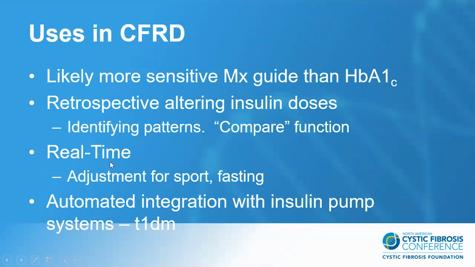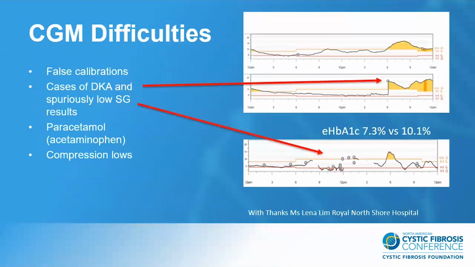They also like the real-time ability to see what's going on at particularly important moments like sport, fasting, exams, etc. And as long as they know what to do in those situations, it can be very helpful. In the future, as I said, it may be possible for people to be on closed loop pumps, but these are all still designed with type 1 diabetes in mind. There are some other difficulties.